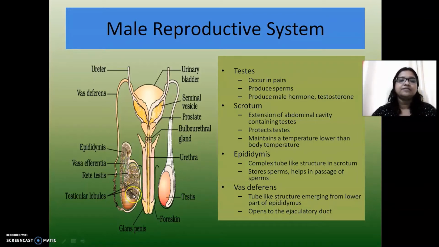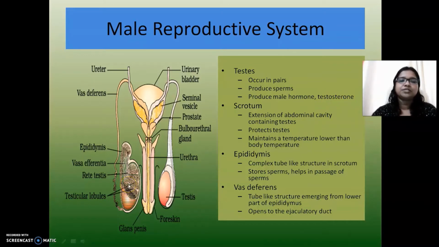If you see the inner view of the testis, you could see testicular lobules inside, which are made up of many seminiferous tubules. Inside these, sperms are produced. The function of the testis includes the production of sperms, and a hormone is also produced by the testis, which is called testosterone.